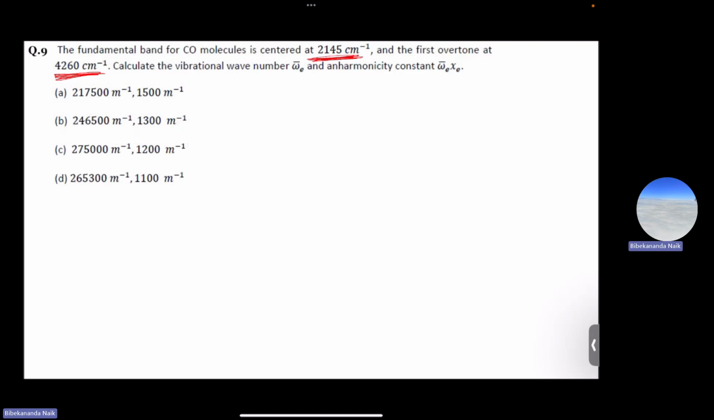So now you see the positions of two lines are given. The fundamental band of CO molecule is centered at 2145 centimeters inverse and the first overtone is again given. So if the transition occurs between the two levels, then what are the relations? In the previous question we had discussed, G_v is given as (v + 1/2) ω̄_e minus (v + 1/2)² ω̄_e x_e.